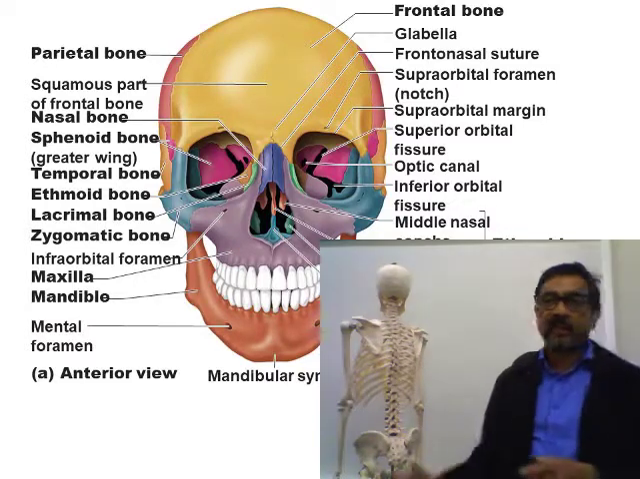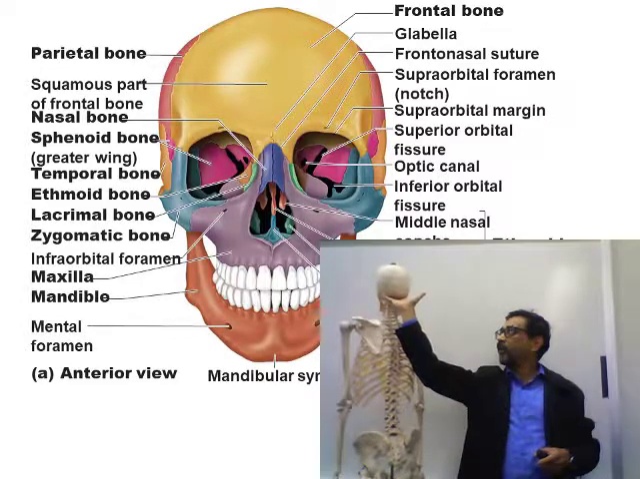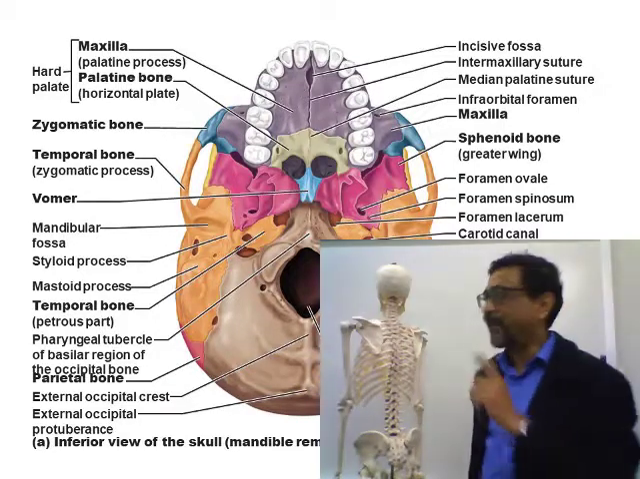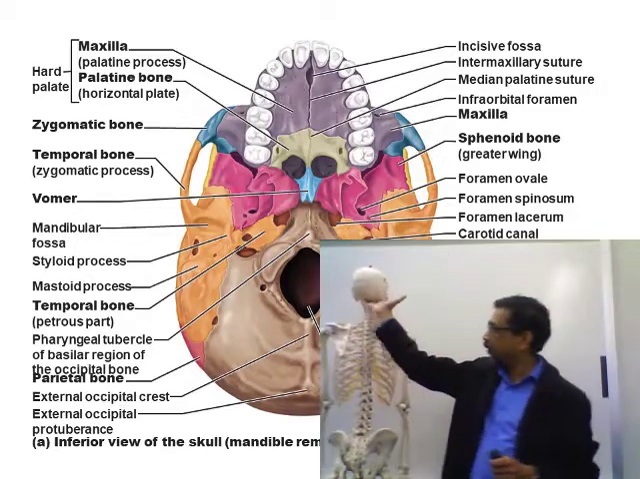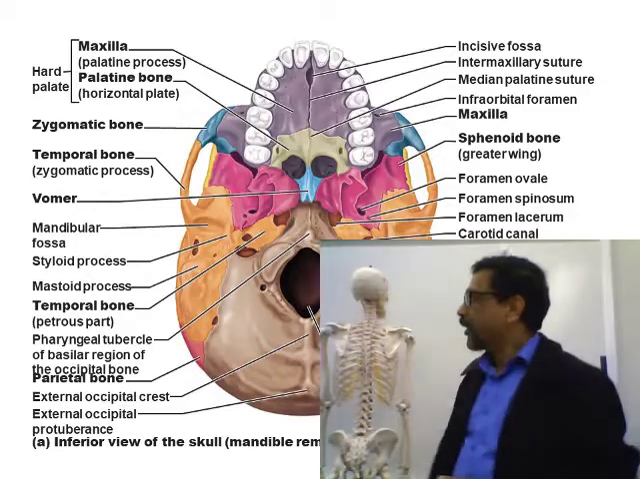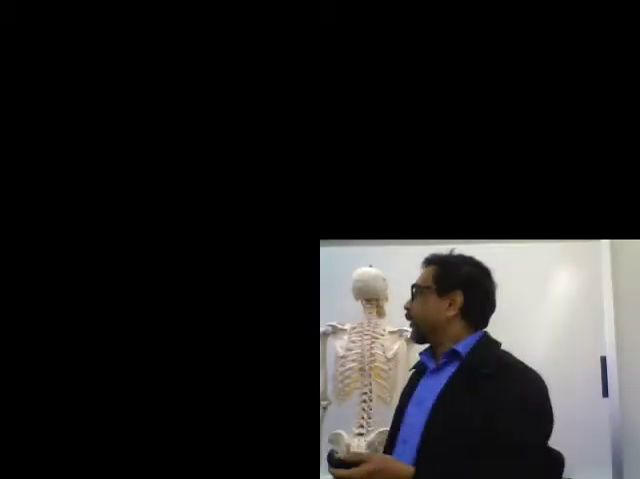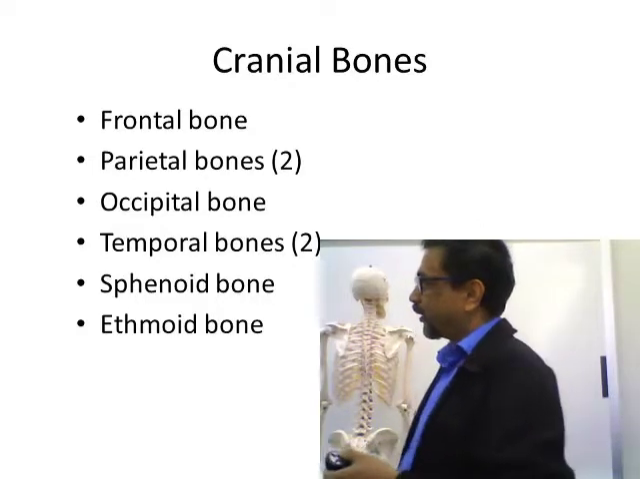What are the 2 others? The 2 others are mainly forming the floor of the skull. One is sphenoid, another is ethmoid. So ethmoid and sphenoid mainly form the floor of the skull. So those are the 8 cranial bones. Only 2 are paired, parietal and temporal; the others are single.